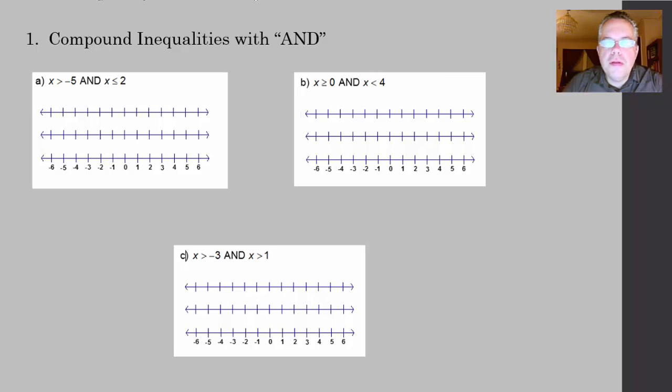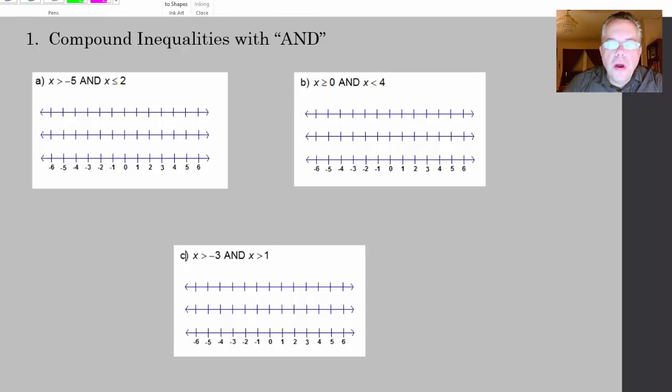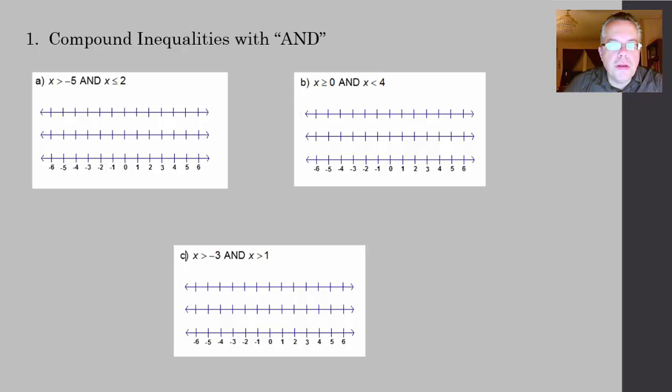Compound inequalities are inequalities formed by taking two basic inequalities and putting them together, usually with an "and" or an "or." So we're going to try doing this by using three number lines. Okay, let's take a look at the first problem here.